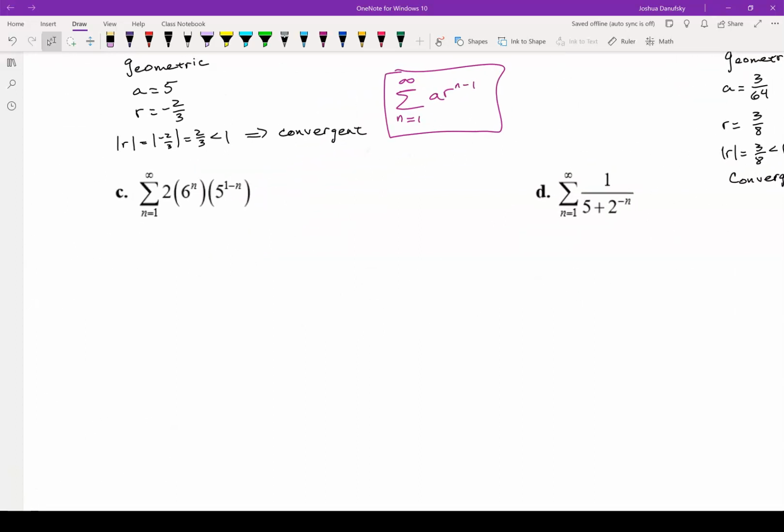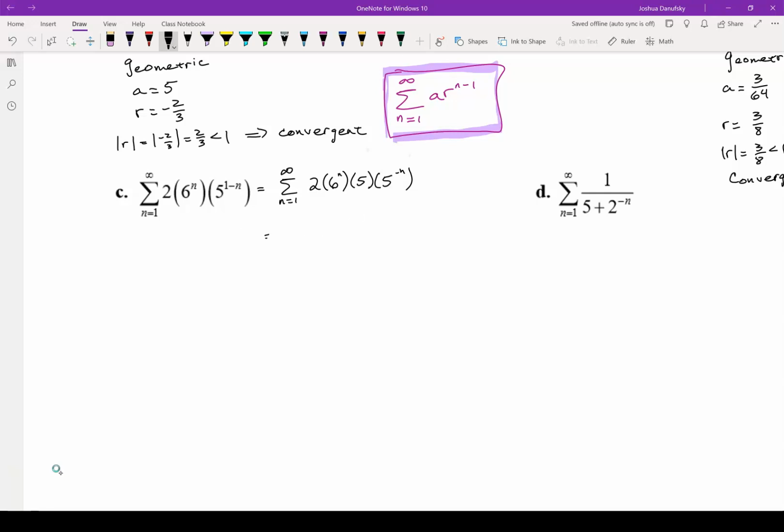Part C, the sum n equals 1 to infinity of 2 times 6 to the n times 5 to the 1 minus n. Notice that we only have multiplication here. So once again, we're going to try to rewrite this as a geometric series, A times R to the n minus 1. We can rewrite 5 to the 1 minus n as 5 to the first power times 5 to the negative n power. Again, remembering that we would add the exponents on these two factors to get us back to here.